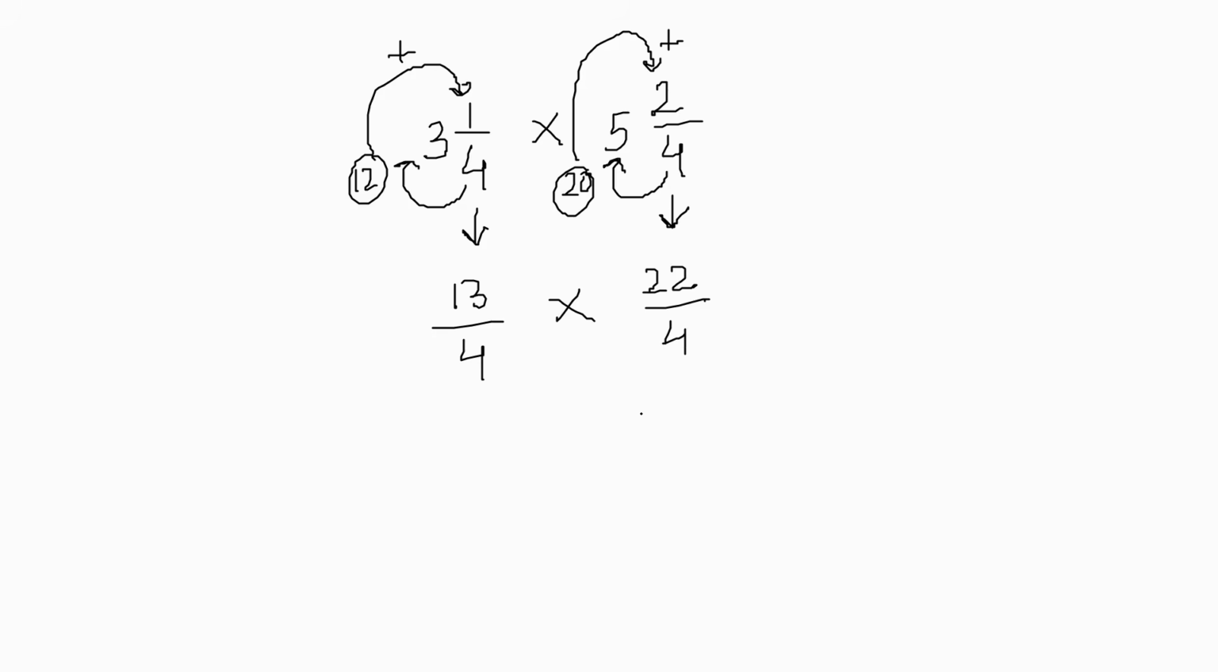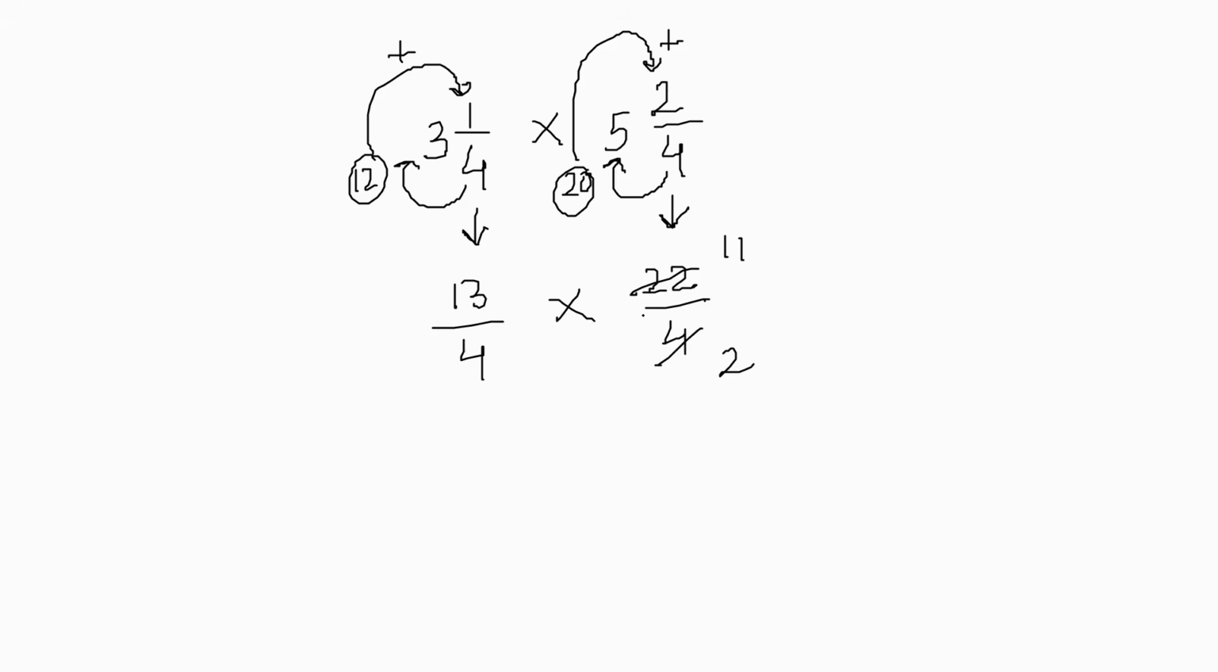Right? Now to solve this, let's do it by the cancellation method. As you know, 22 and 4 can be cancelled with a common factor, that is 2. So I'll divide it by 2, and then 2 11s are 22, and I got 11.